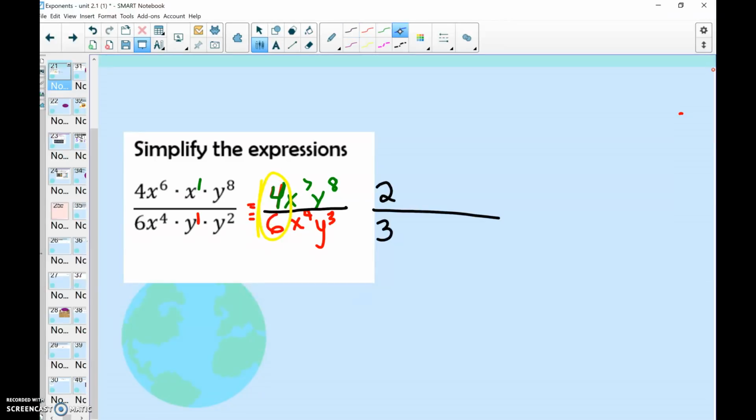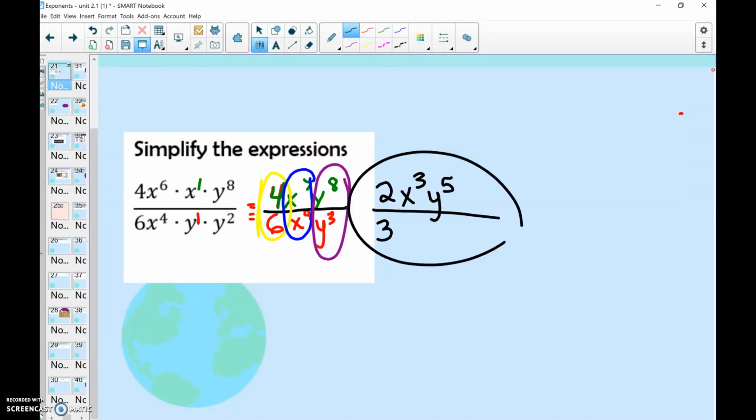And then I got to look at my exponents. I have x to the 7th divided by x to the 4th. I'm going to keep the x in the top part because there's more of them there. So the remainder has to go there. 7 minus 4 leaves me with 3. And then I also have y to the 8th, y to the 3rd. Again, the y has to go on the top because there's more of them. 8 minus 3 is 5. So there's my final answer: 2x to the 3rd, y to the 5th, all over 3.